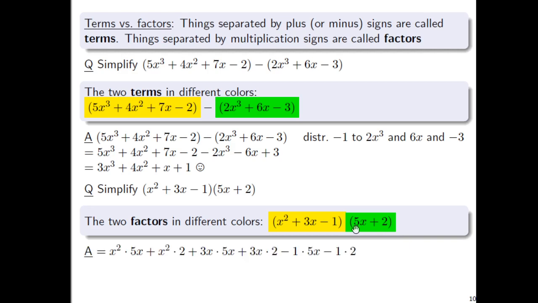So here we apply an extended version of that FOIL property. So x cubed should be multiplied both by 5x and by 2. Then the middle term, 3x, should be multiplied both by 5x and by 2. And then a -1 ought to be multiplied both by 5x and by a positive 2. So all 6 terms are written out. And then we'll do a little simplifying of these and collect like terms.